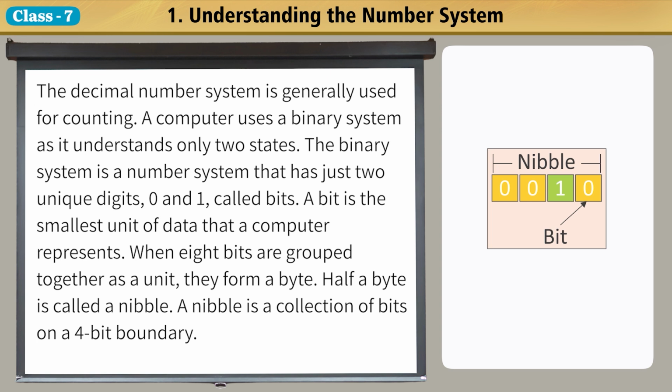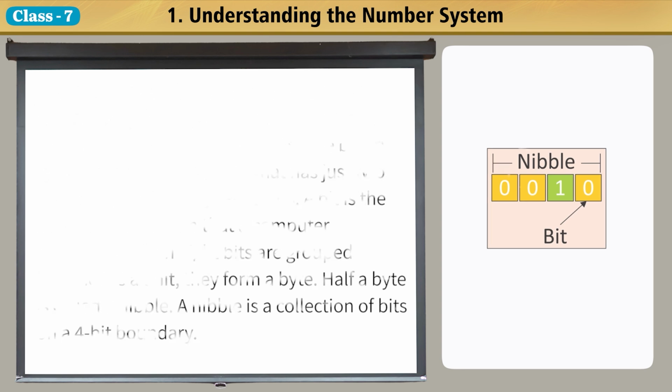The binary system is a number system that has just two unique digits, 0 and 1, called bits. A bit is the smallest unit of data that a computer represents. When 8 bits are grouped together as a unit, they form a byte. Half a byte is called a nibble. A nibble is a collection of bits on a 4-bit boundary.